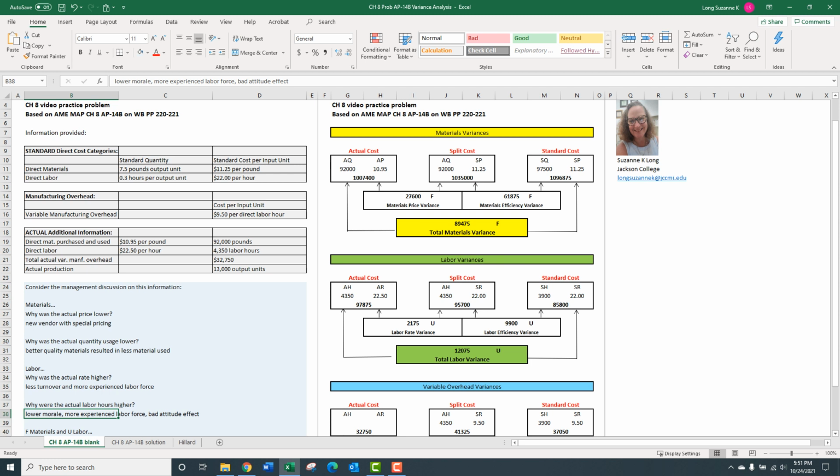Again, looking at these numbers, it doesn't look like things are too out of whack, but they are a little out of whack here as far as hours go. There is an issue. Is this a long time issue? Is this a new issue? Is this not a big deal? Maybe it is a big deal.